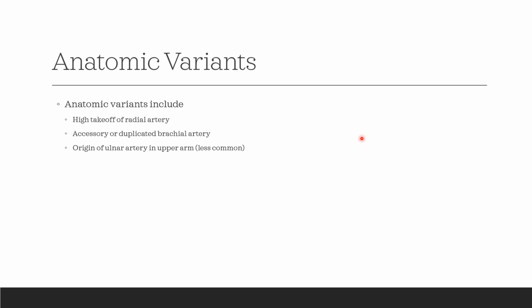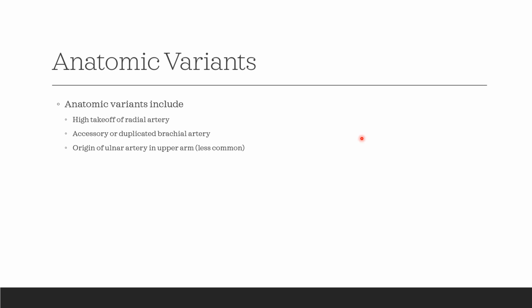Now, some important notes about anatomic variance: traditionally, we are going to see more anatomic variants of the upper extremity arteries than we do of the lower extremity arteries. So make sure that you're feeling a little bit flexible with where you're expecting to see these arteries at some time. One of the anatomic variants that we might see is the higher takeoff of the radial artery, where the radial artery bifurcates off of that brachial artery in a more superior region.